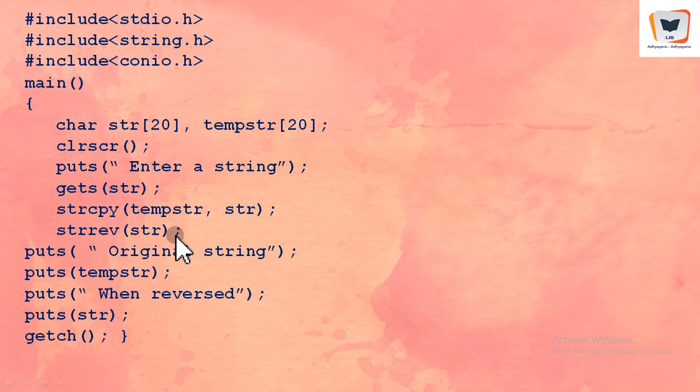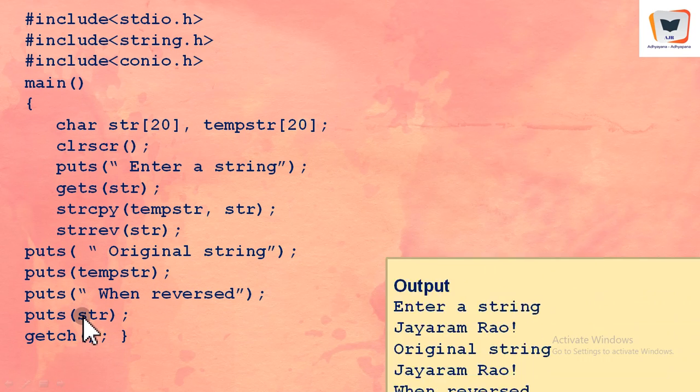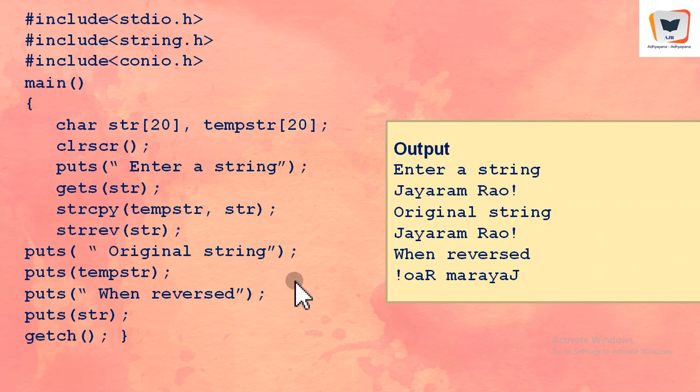So string reverse is just putting this string as an argument for this particular function. The original string is printed for the sake of clarity, then when it is reversed we will put it out. So by this point of time this string would have been reversed, and we have run this program, and it is something like this: enter a string, Jayaram Rao, original string is Jayaram Rao, when reversed you just notice how exactly it happened, and it carries no meaning at all.